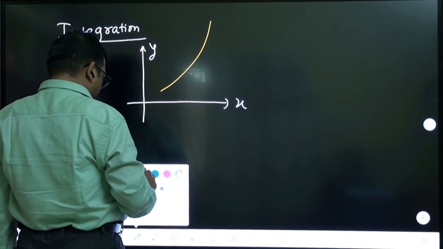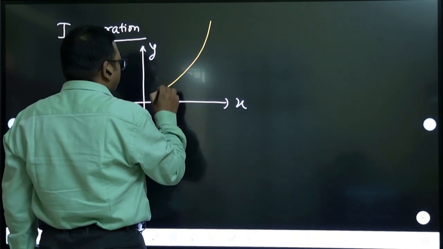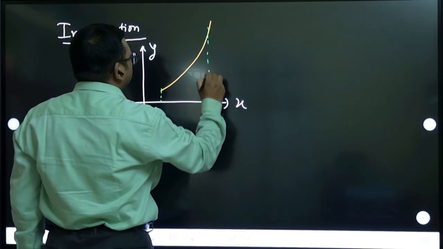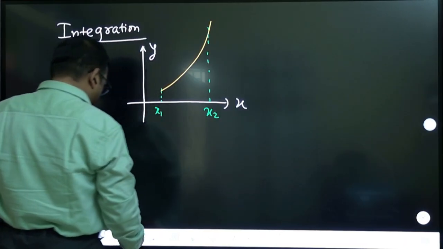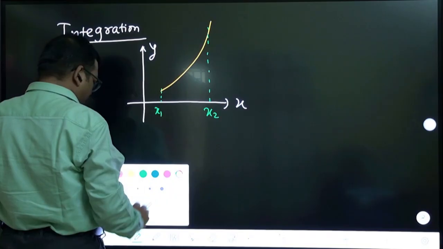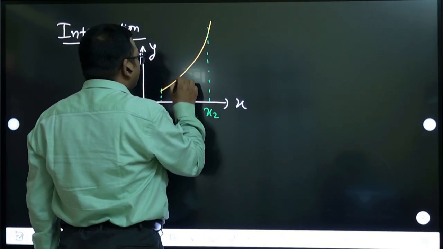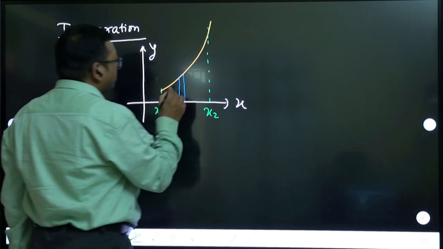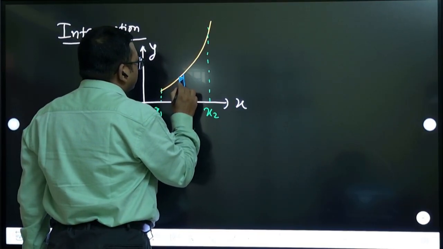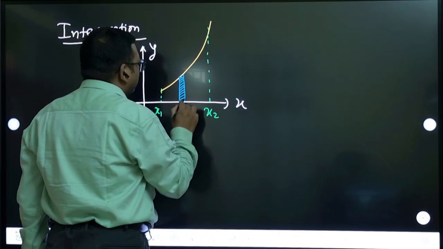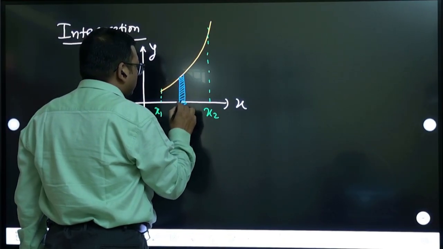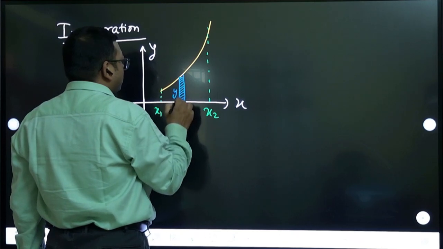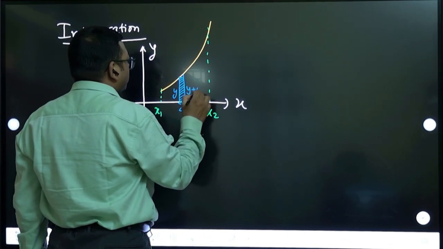What is meant by integration is, suppose I want to calculate the area from x1 to x2. If you want to calculate this area, we are going to divide it into small areas. Suppose I divide it into a small element, this is a strip, small rectangles. Let us take this as delta x anywhere, and this will be y. So this will be y plus delta y.